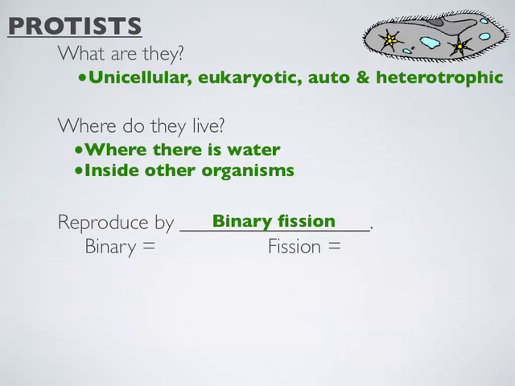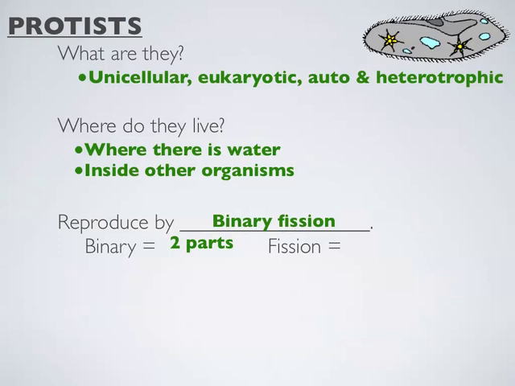Not quite. The prefix bi means what? Two. Okay? Binary means two parts. Like if you've ever heard of a binary solar system, it's a solar system that has two stars in it. All right, so binary means two parts.